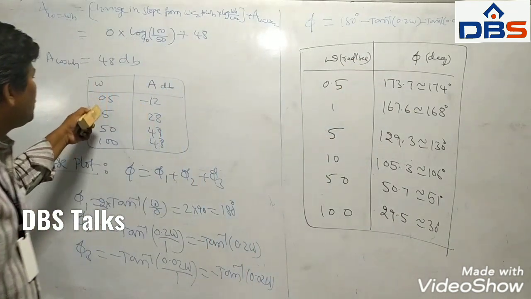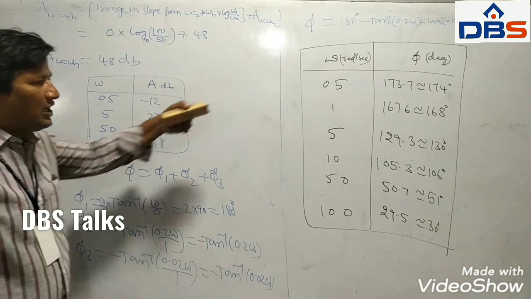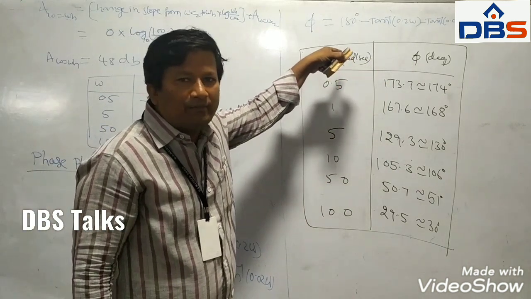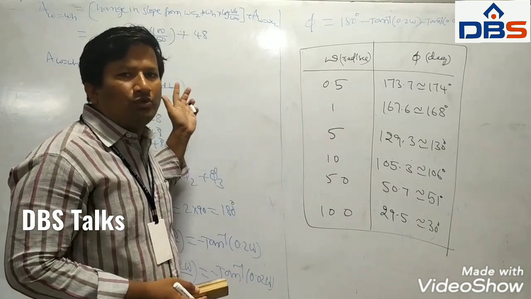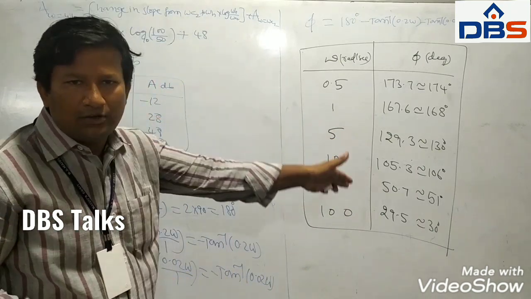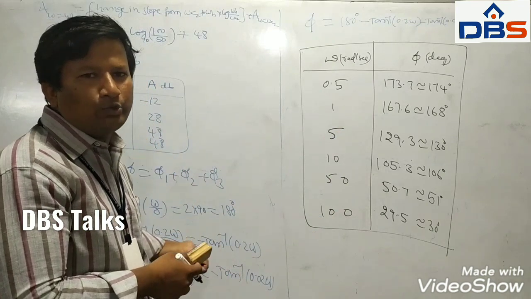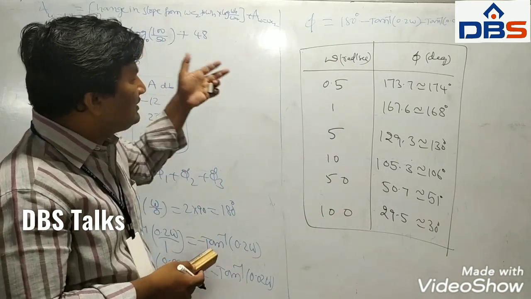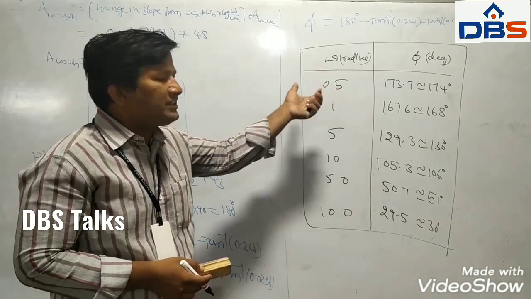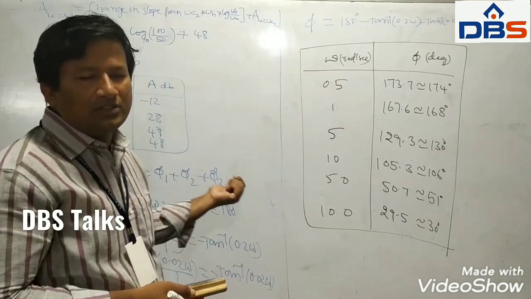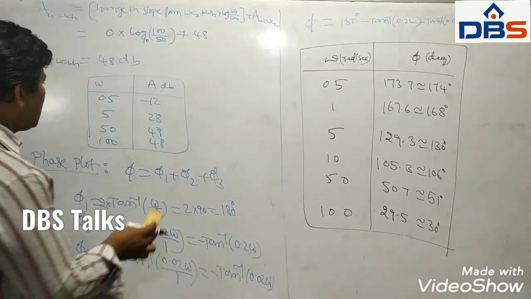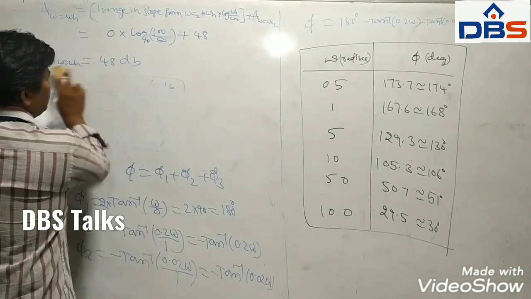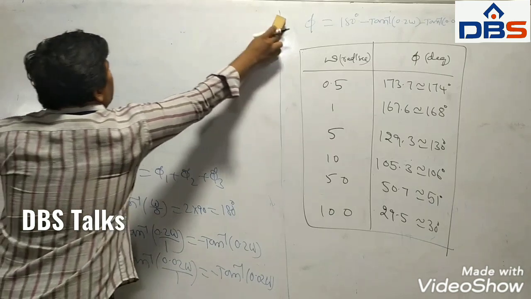So we are getting the magnitude plot for different values, and we are also getting the phase plot for different values. So draw the magnitude in decibels versus frequency, we get the magnitude plot, and also draw the phase angle in degrees versus frequency in radians per second, we get the phase plot. Now we have to draw the Bode plot clearly with the help of these values.